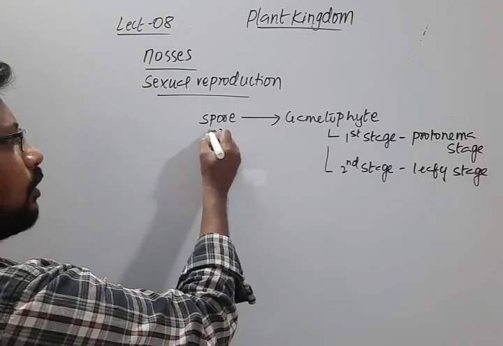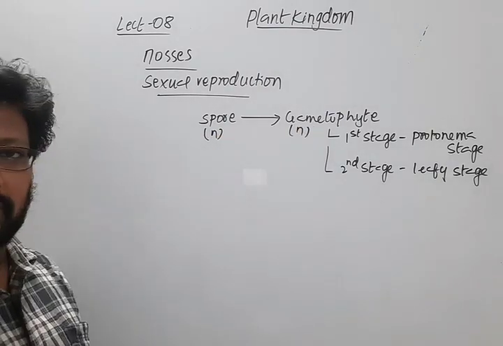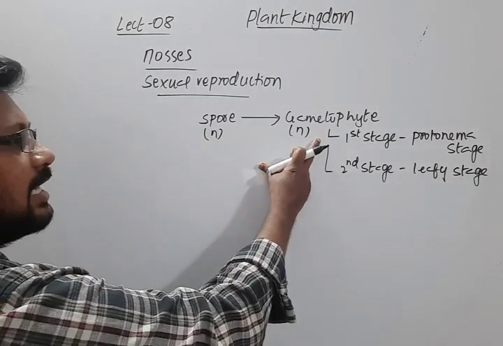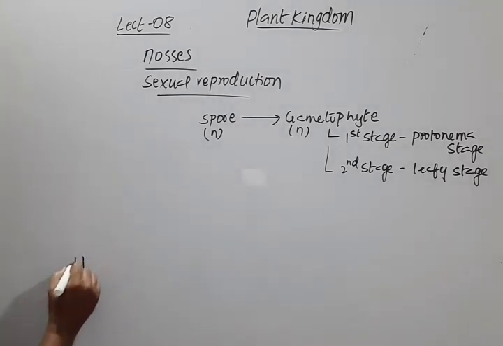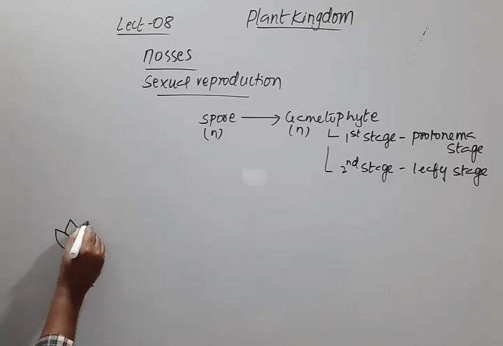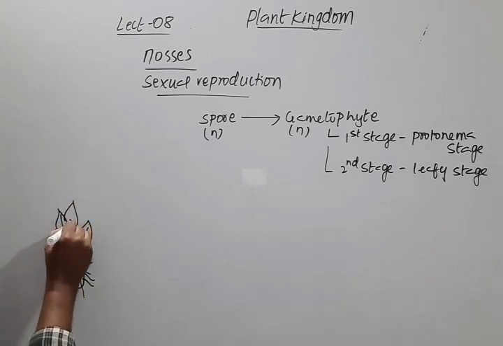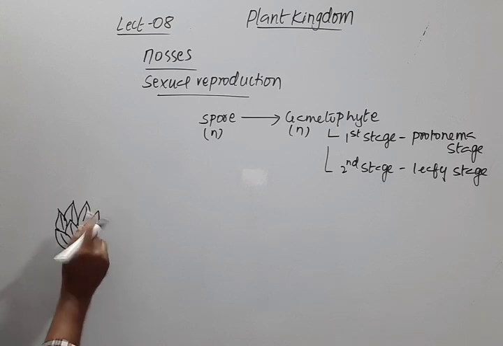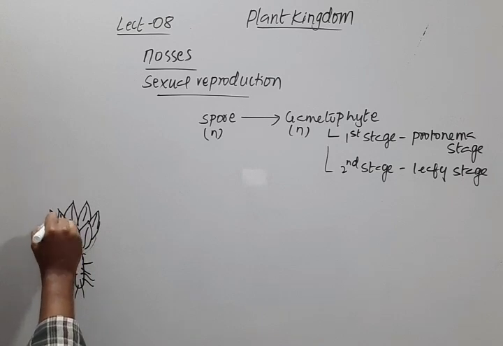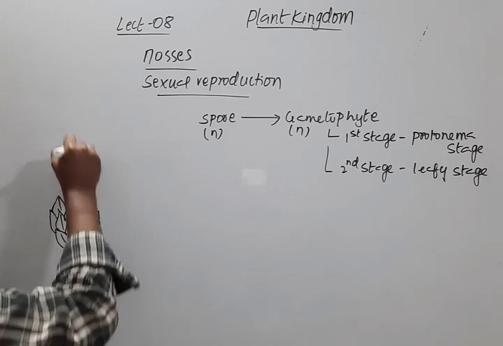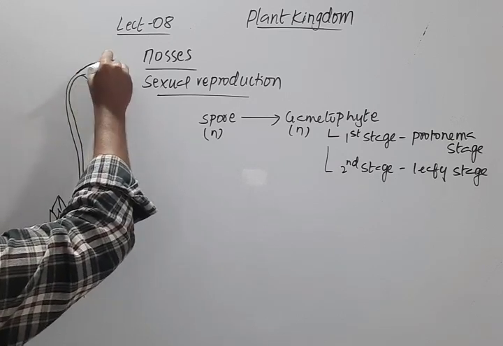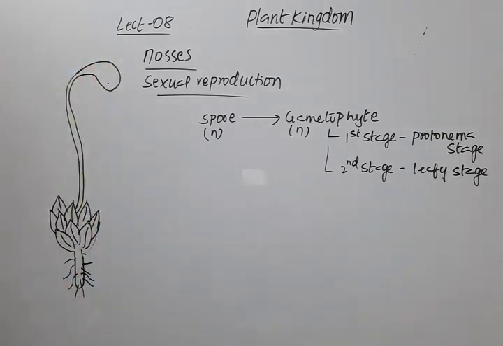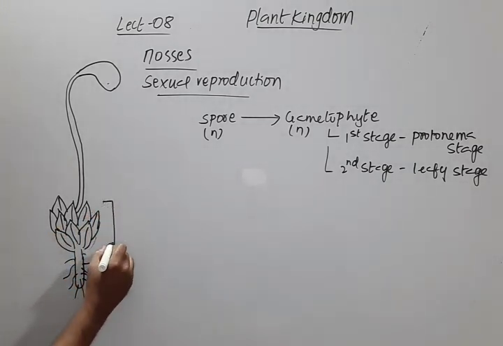So spore is haploid, and the gametophyte which is developed from this spore is also haploid. And this gametophyte will have two stages: the first stage protonema and the second stage the leafy stage. In case of that leafy stage, we have seen something like this, and it has leaf-like structures. And from here the sporophyte. So this portion is the leafy stage.